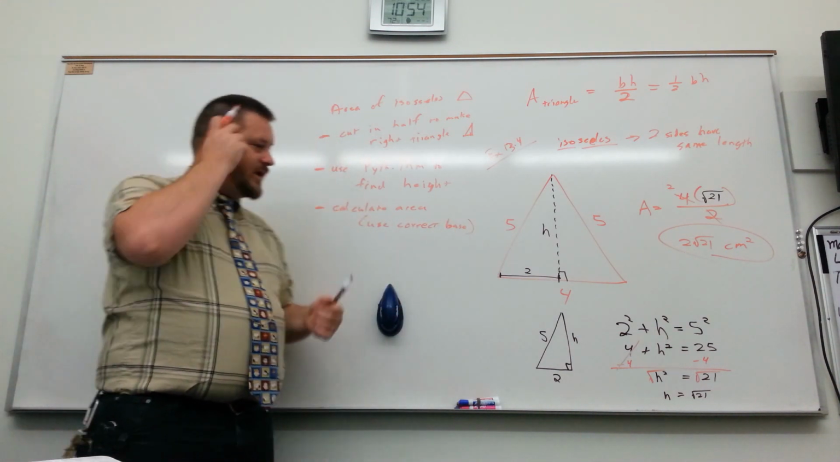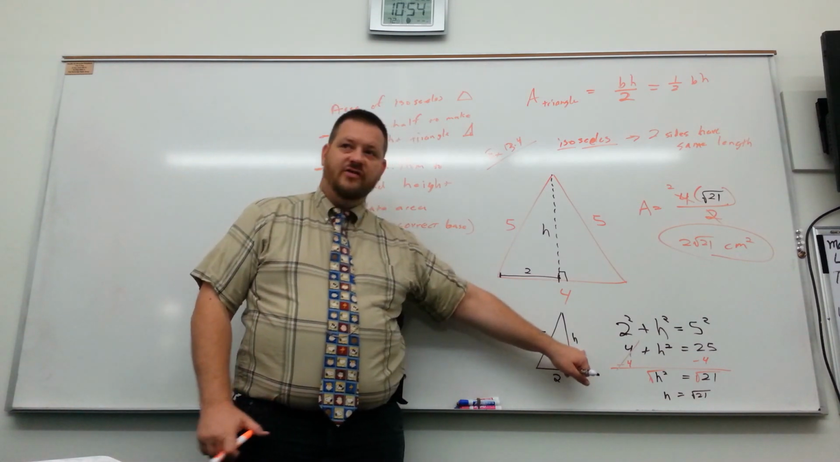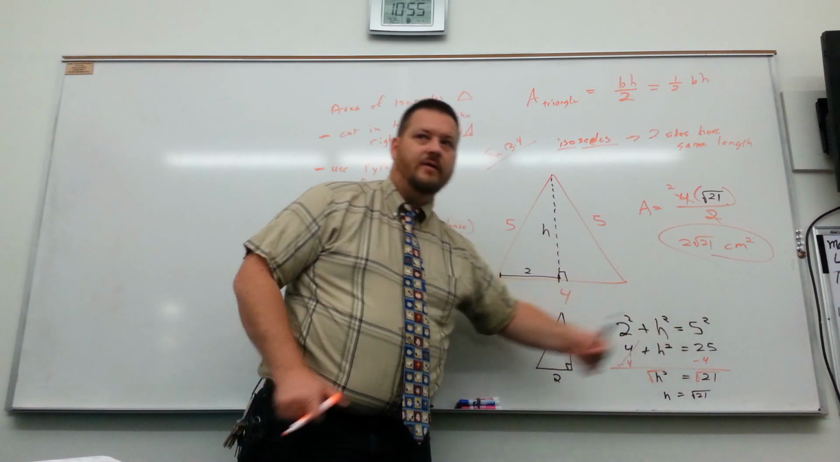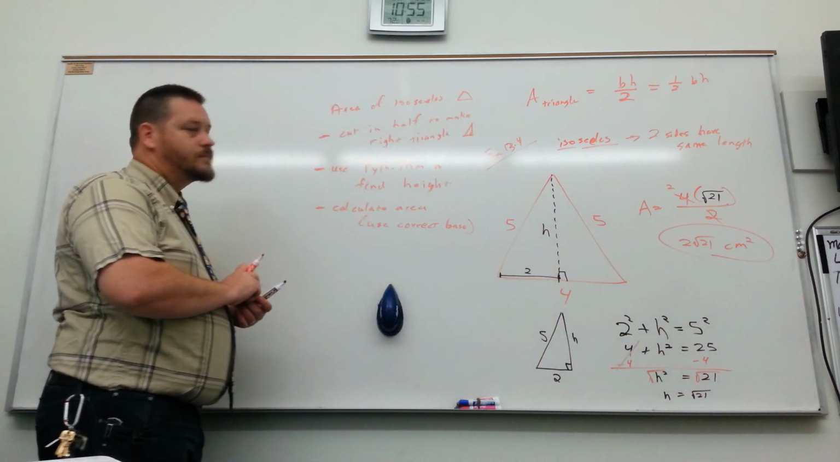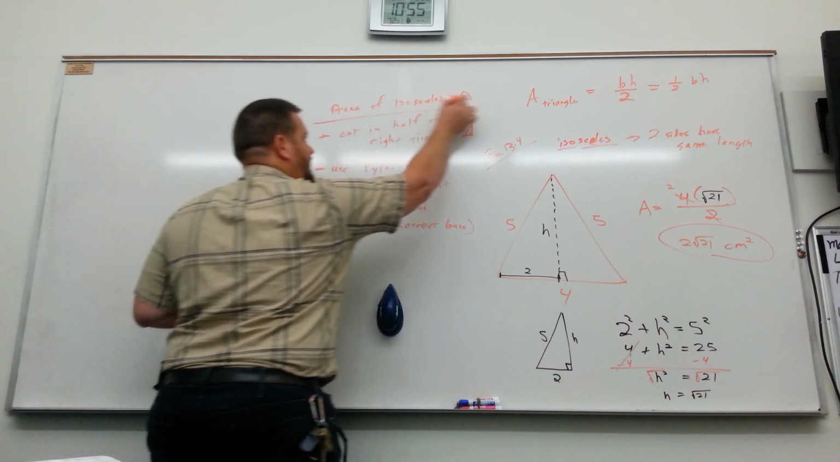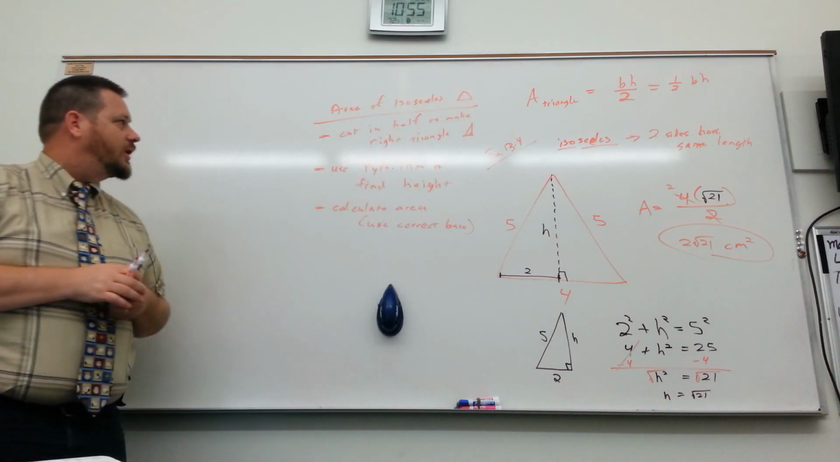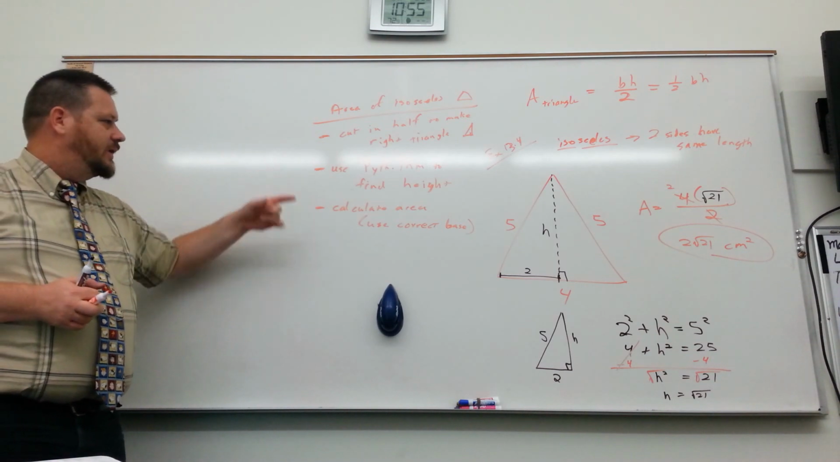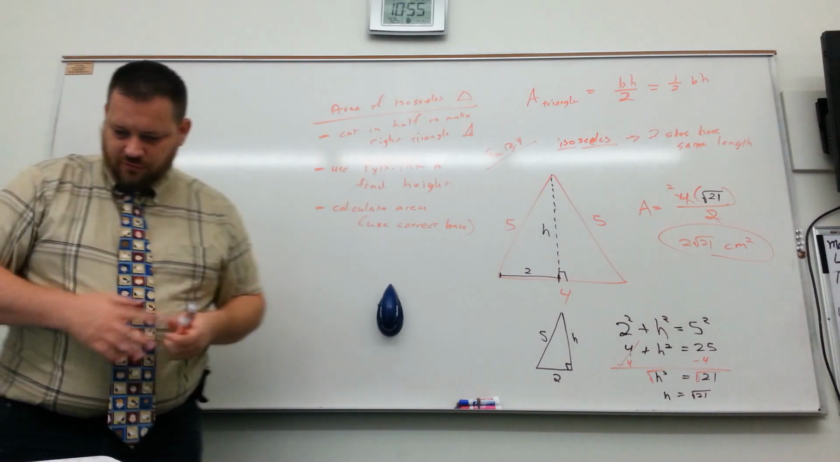Oh, also in the Pythagorean Theorem, pay attention to where your variable is, because your variable is on this side, it's not on the other side. Okay? So here's our steps on how to find the area of an isosceles triangle. Cut it in half to make a right triangle, use Pythagorean Theorem to find the height, and then calculate the area. Let's do one more example.